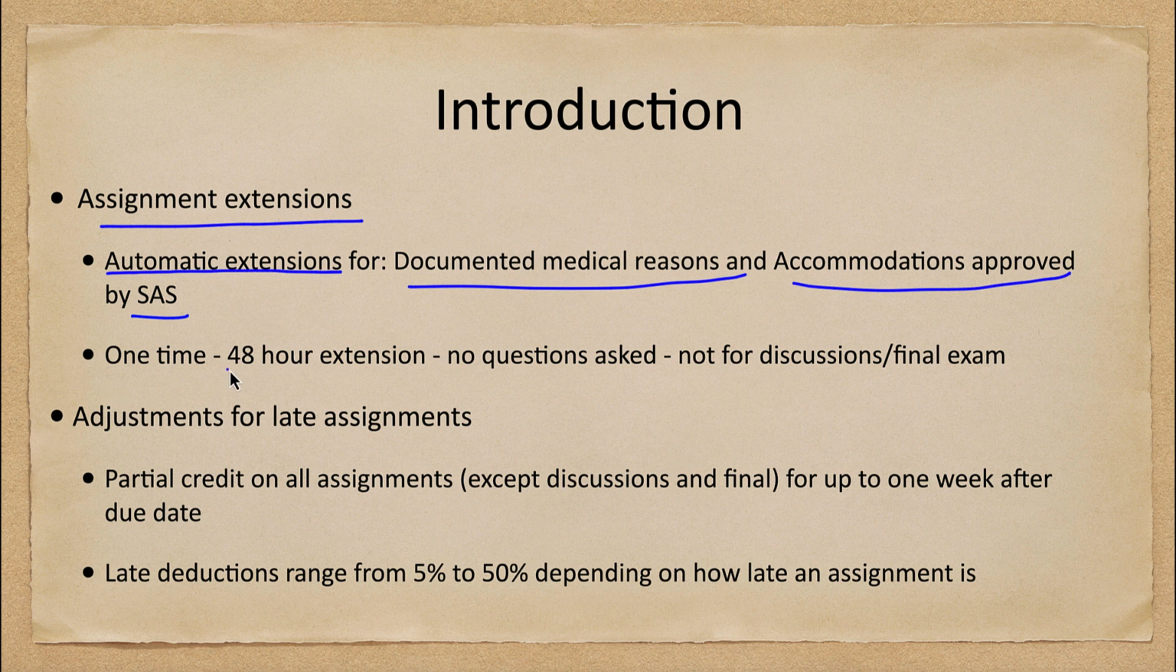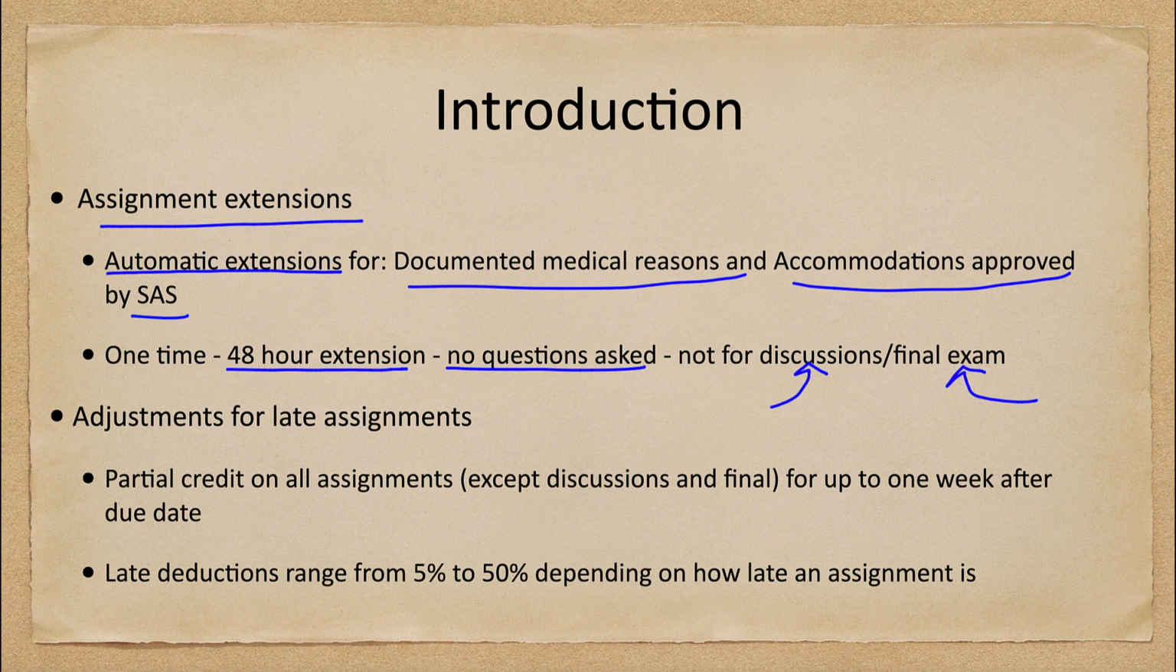For example, I give a one-time 48-hour extension on any assignment. There are no questions asked, and I'll show this in a minute. The only things it does not apply to are discussions, because of the way discussions are set up within Brightspace. There's no way to reopen a discussion for just one student. So I let them know that it does not apply for discussions, and it does not apply for the final exam, because I usually run my final exam up to the end of the grading time, and that does not allow me to give any extensions without the student getting an incomplete.